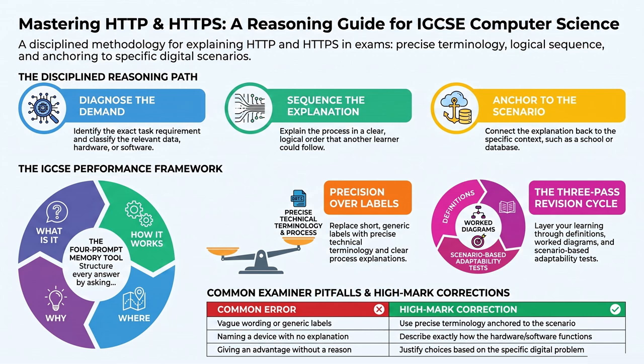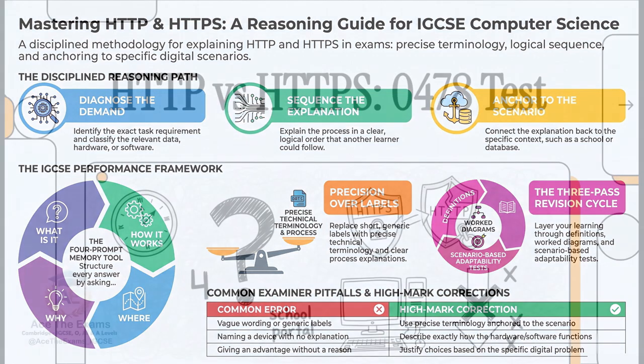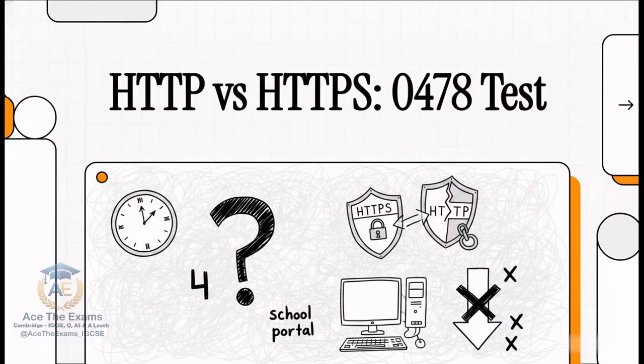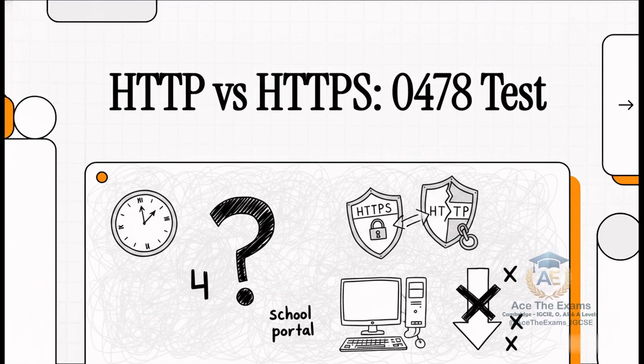Picture this. You're sitting in the Cambridge IGCSE 0478 Computer Science exam hall. The clock is relentlessly ticking down, those grade boundaries are brutally tight, and you're staring at a 4-mark question asking you to justify the use of HTTPS over HTTP for a school portal. You scribble down your answer. You actually feel pretty confident.